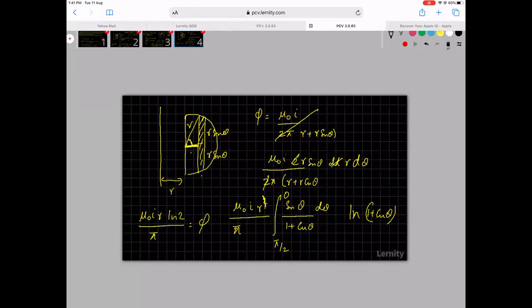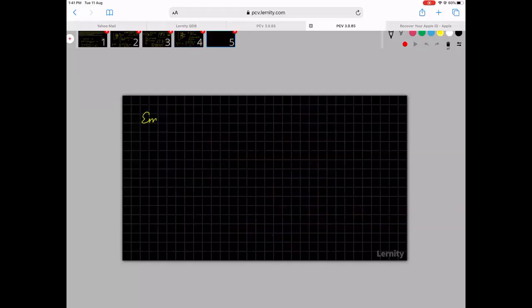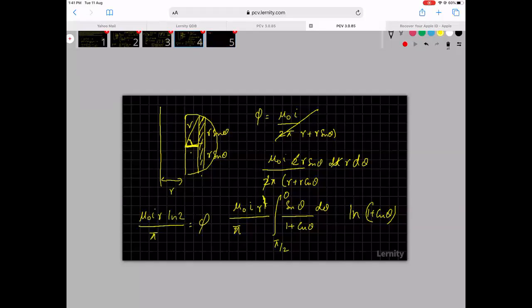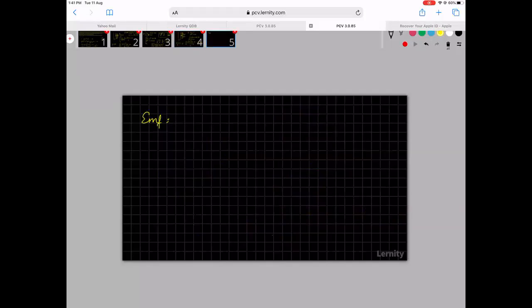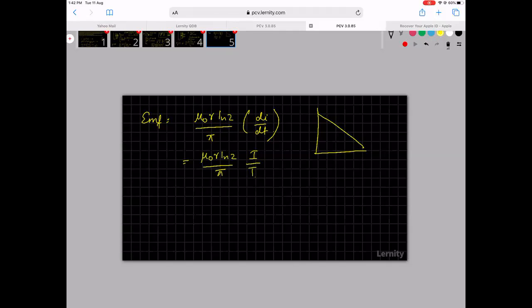Okay. Now, if this is the flux, the EMF will become mu naught r ln 2 by pi di by dt. This is the EMF. So in time t, it changes uniformly, right? So that is equal to I by t. So EMF is equal to mu naught r ln 2 by pi I by t. Okay, what is this? This is equal to the EMF into 1 upon r will give you the current. Heat loss is equal to I squared r t.